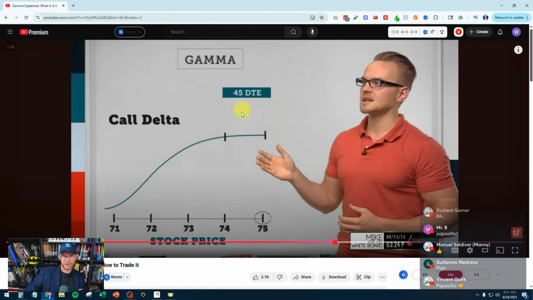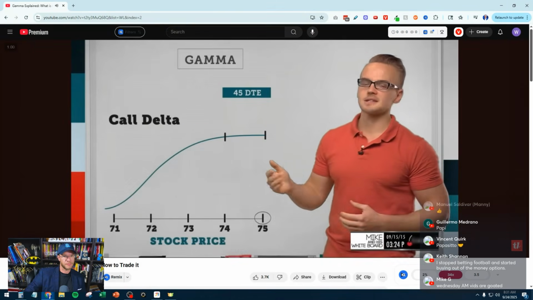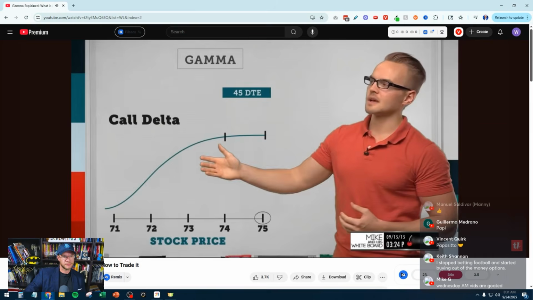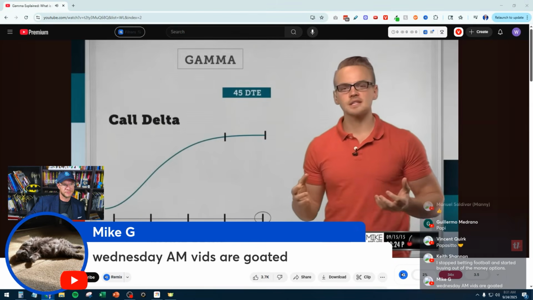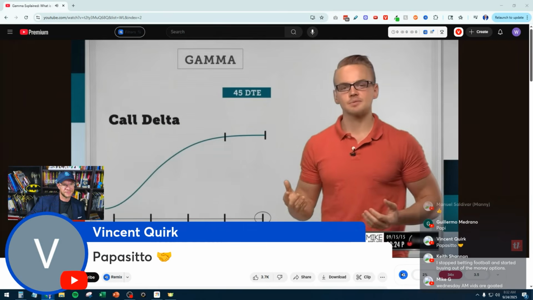Just want to make sure everybody's aware that's what he's saying here. The delta's not going to change all that much in relation to the option price. If you're going from 75 to 74 to 73, since the delta is holding its value, you'll see pretty much a stair-step decrease in the option price.